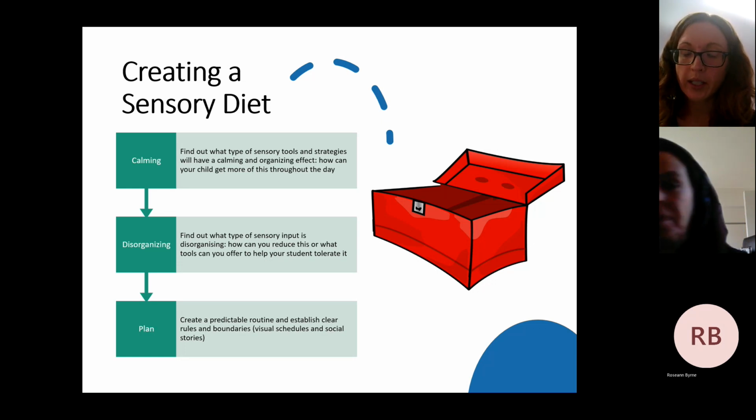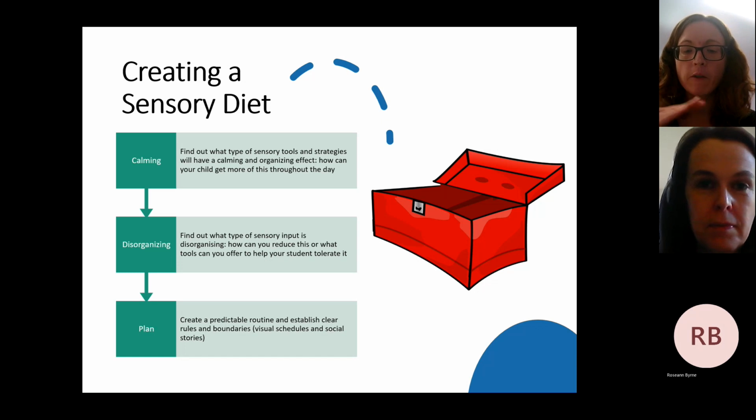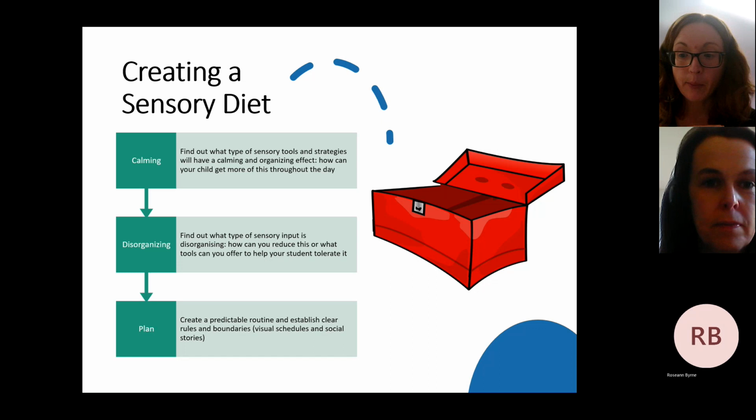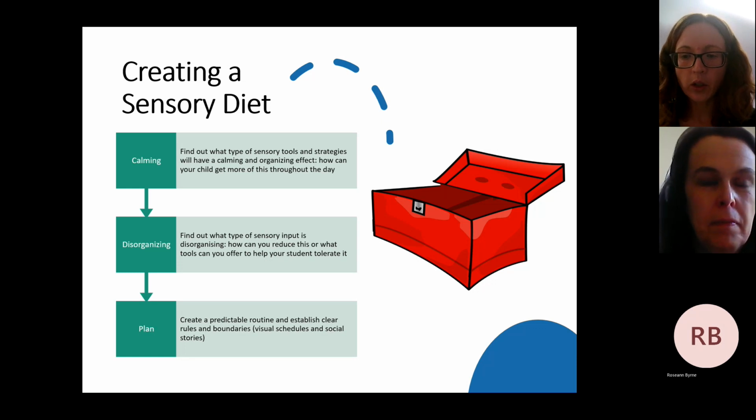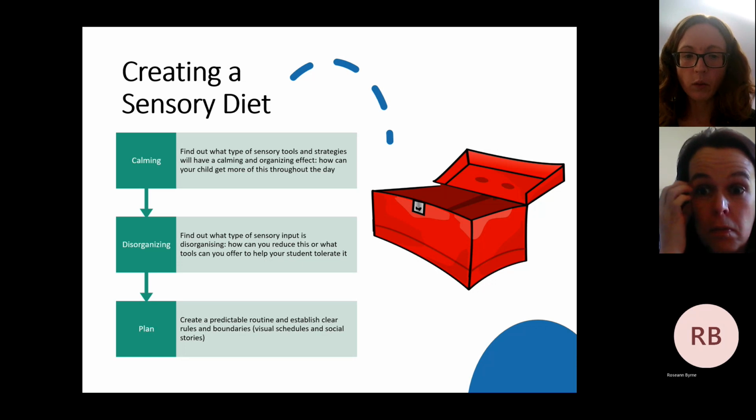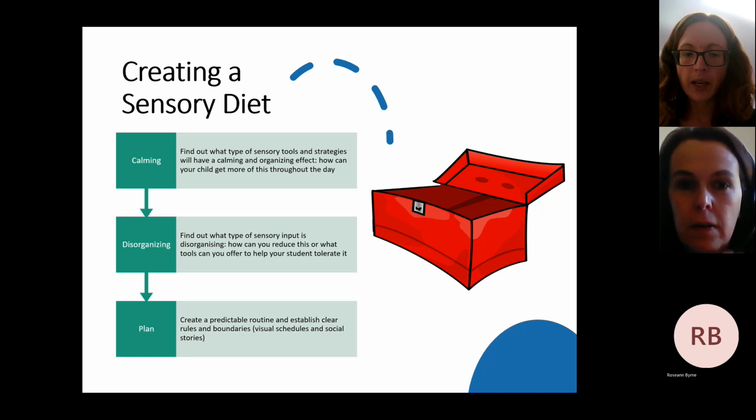We also need to know what is disorganizing, because we want to try and avoid that as much as possible. Obviously, we cannot completely plan our days. Unpredictable things will happen, but where possible, we want to keep that green zone that Trish talked about, keep our nervous systems in that green zone for as much of the day as possible. So where we can, we're going to avoid the disorganizing activities.